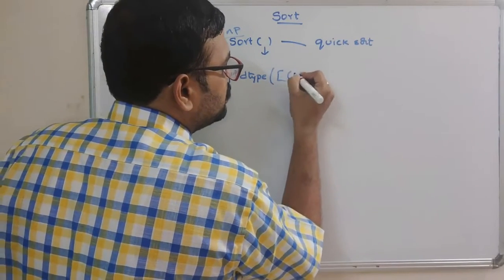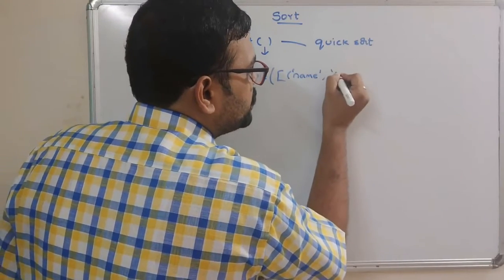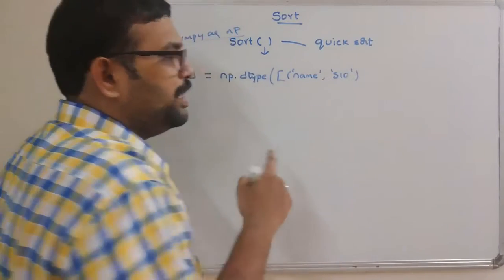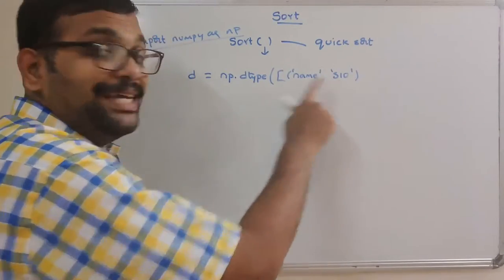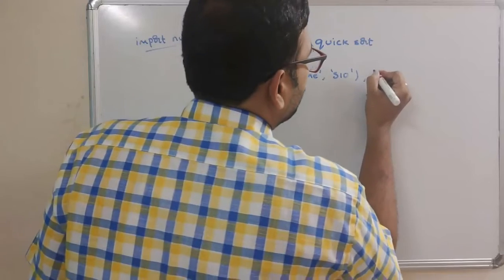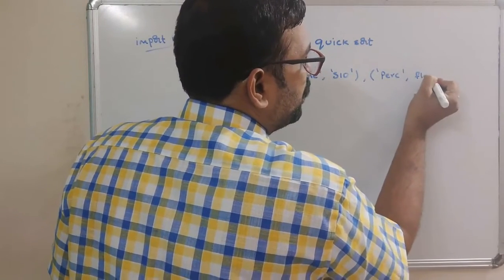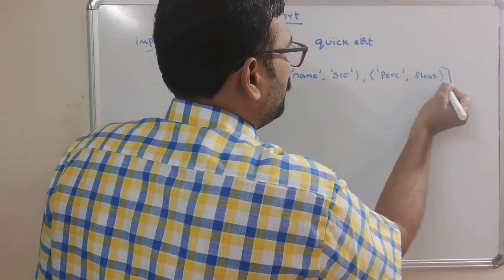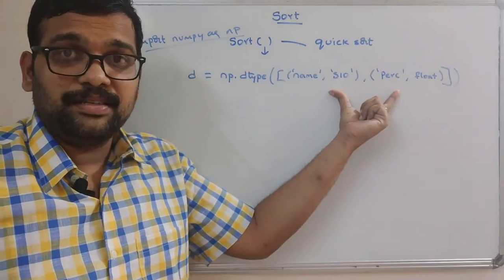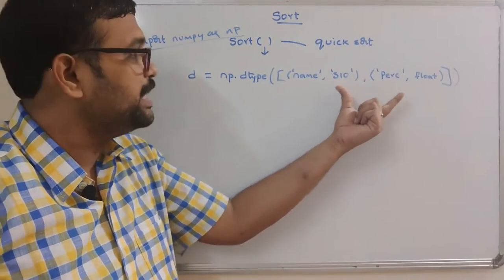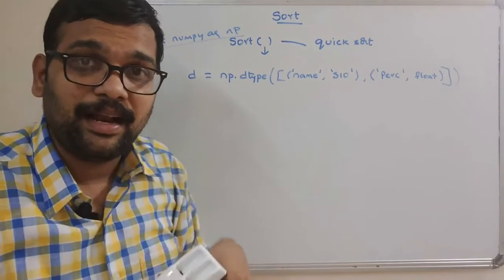I will take the students list. So name, comma, it must be of string. Here the string is a Unicode, so we have to specify the string data type with S10. And the second one is percentage, which is of a float data type. These are the names of the fields I have given here, and that is assigned to D. And this should be reflected while creating an array.